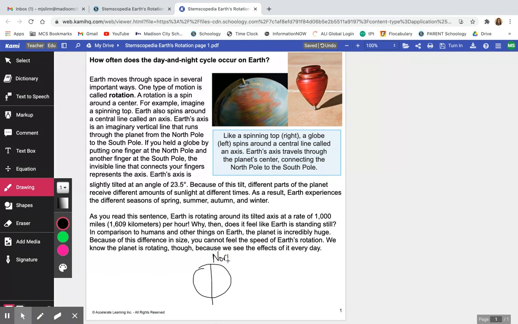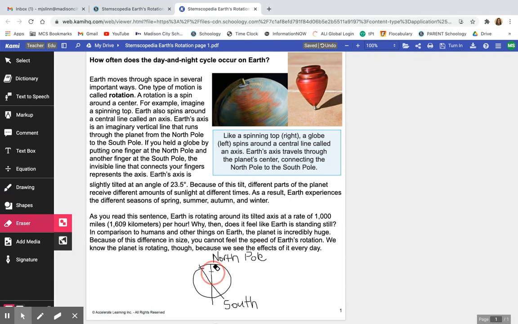Forgive my handwriting because it's very difficult to write with this tool. North Pole. And then down here we have the South Pole. Now, we've learned in previous science lessons that the axis does not actually go in a straight vertical line. It's slightly tilted, and it says that further on in the article. So I probably should have drawn it more like this, actually. I wonder if I can erase. There we go.